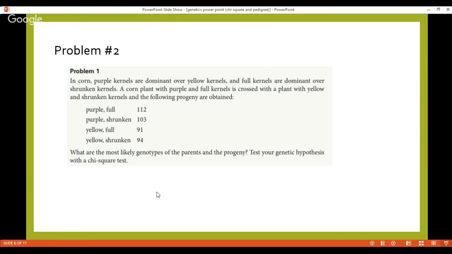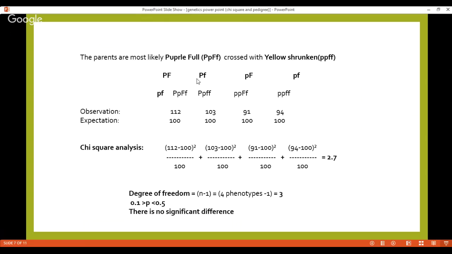Problem 2. In corn, purple kernels are dominant over yellow, and full is dominant over shrunken. A corn plant with purple full kernels is crossed with a yellow plant that has shrunken kernels. So these are our observed values. The parents are most likely going to be purple full, P, P, F, F, crossed with yellow shrunken, lowercase p, p, f, f. You can see this here, these are our results. So these are the observed results we saw previously.